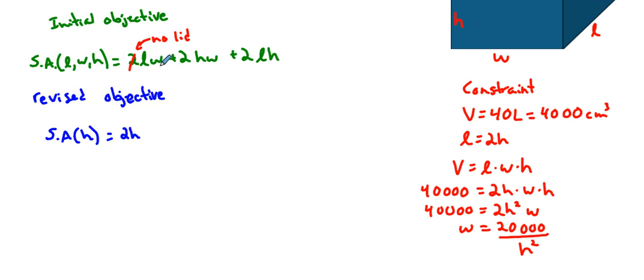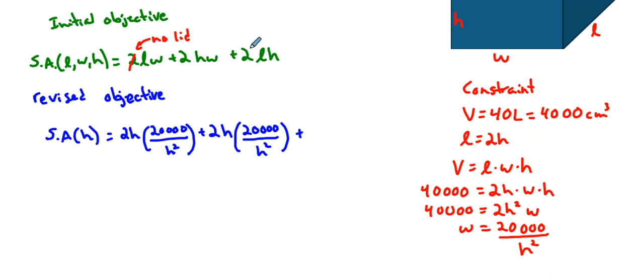And instead of W, we're going to put 20,000 over h squared. Okay, so that's that first term. Then here we have 2, and h is fine, and the W again will be 20,000 over h squared. And then the last term here is 2, all right, times L, which is 2h, times h.